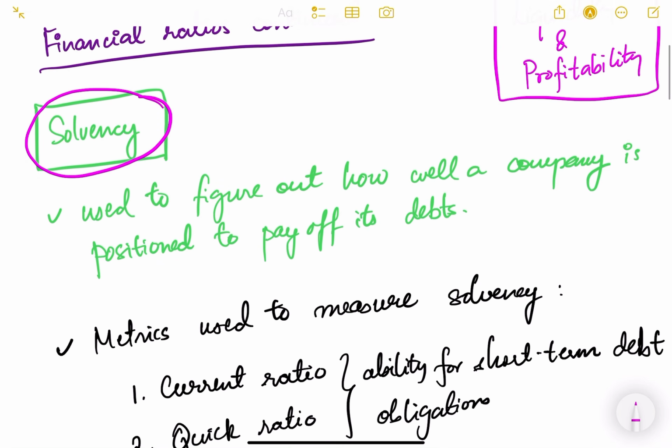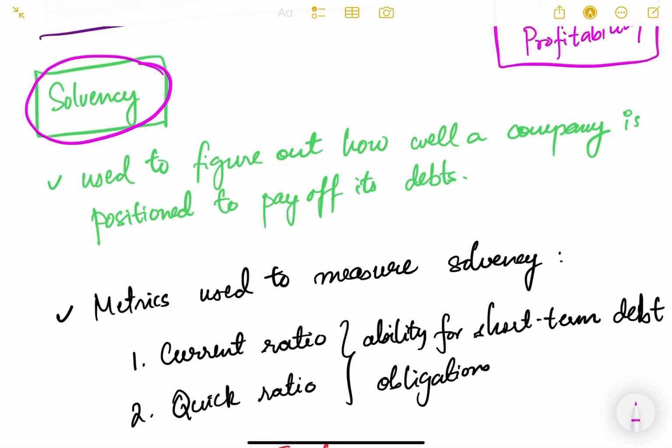Solvency meaning a company's ability to pay off its debts or loans or obligations. Okay. So basically your ability to pay back the loan that you have taken is known as your solvency. So solvency metrics or ratios which are used to look at solvency, they are used to figure out how well a company is positioned to pay off its debts. Okay. So what is the position of a company financially to pay off the loans and debts and different kind of credits it has taken from the different institutions.